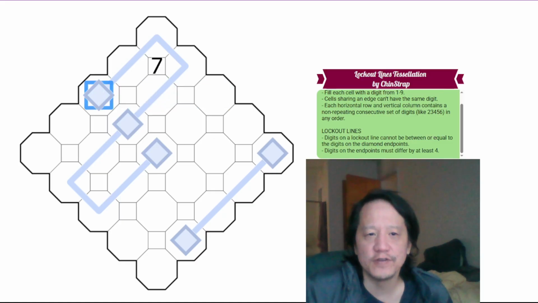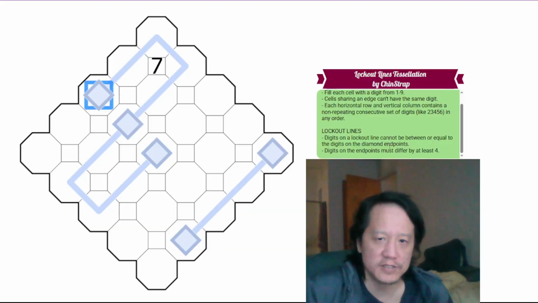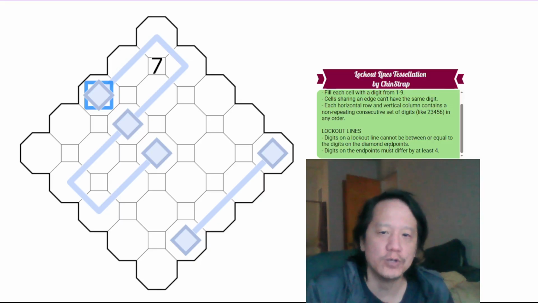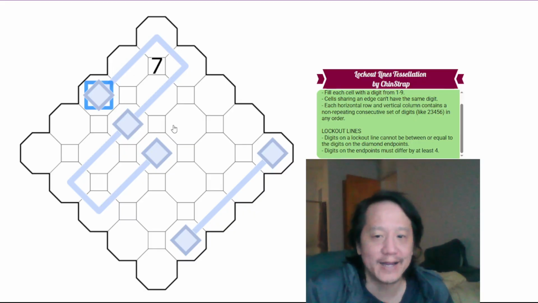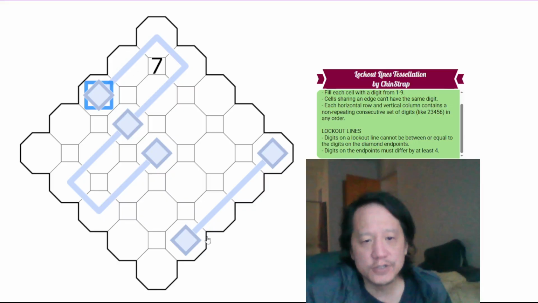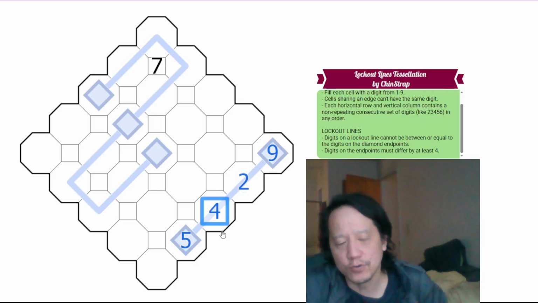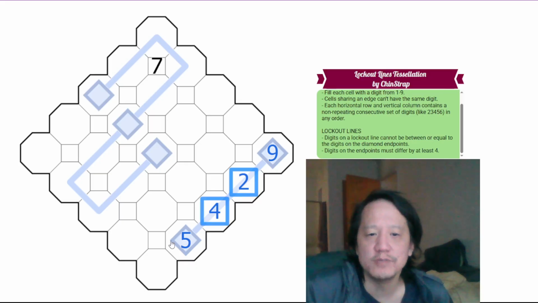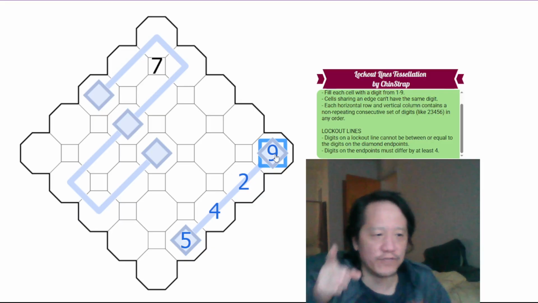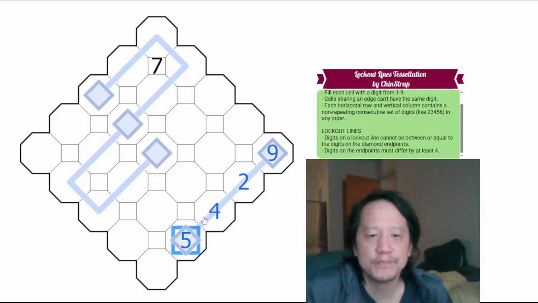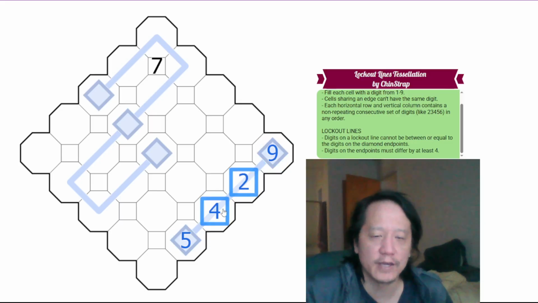And the distinguishing feature for this tessellation is lockout lines, where digits on a lockout line cannot be between or equal to the digits on the diamond endpoints. And digits on an endpoint must differ by at least 4. So, as an example, we could have 5, 9 here, and this being 2 and 4. And this would be valid because the digits in between the diamonds on this lockout line are not between the actual values of the digits on the edge, which are 5 and 9, right? And they can't be the same either.